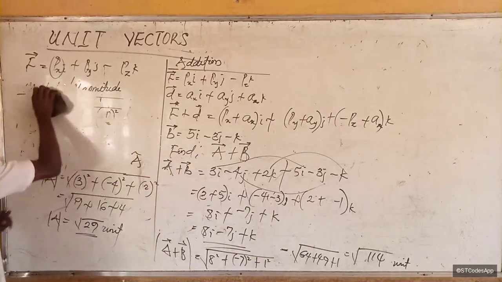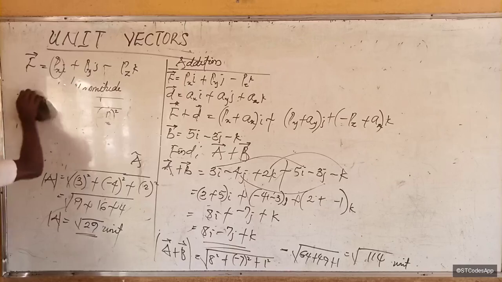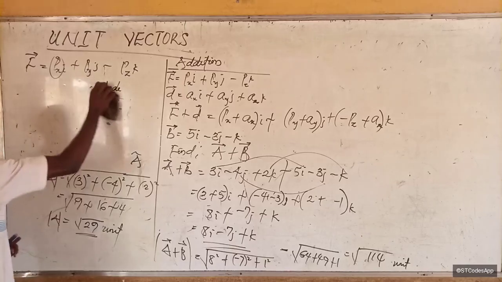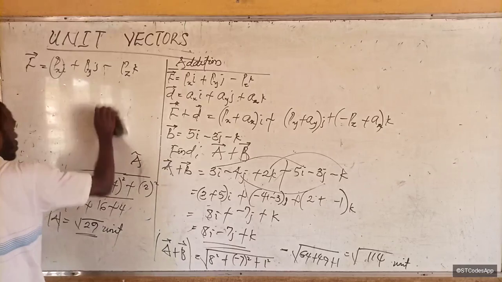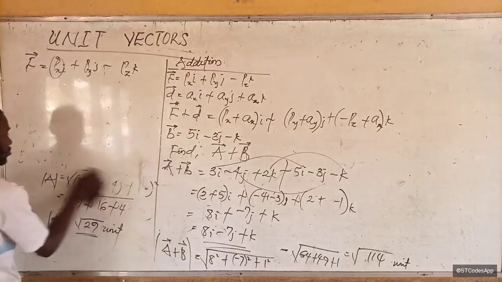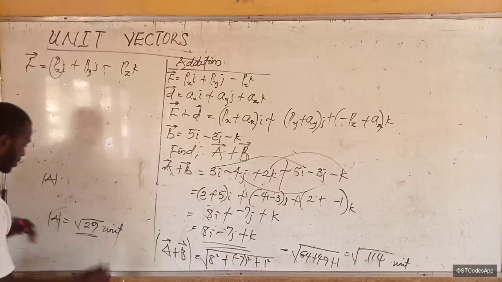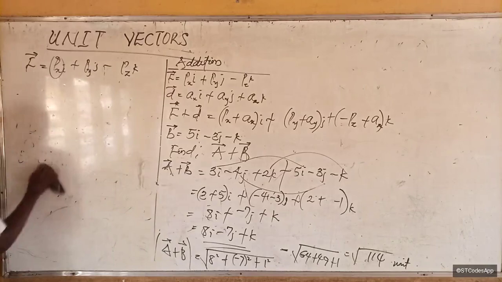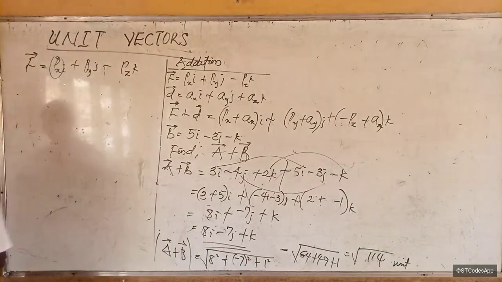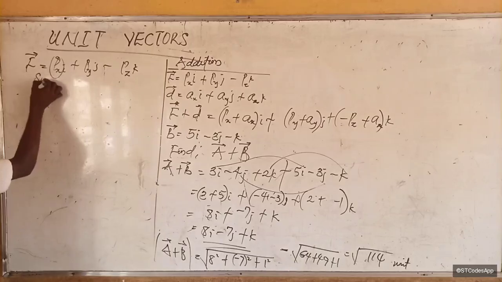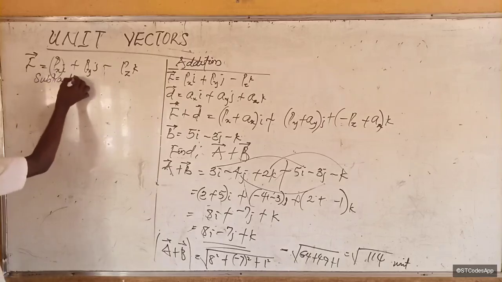Now, what if we want to subtract vectors? Vector subtraction, how do we do it? You see, both addition and subtraction follow the same process. Both addition and subtraction, they follow the same process, so that we have the subtraction of vectors.